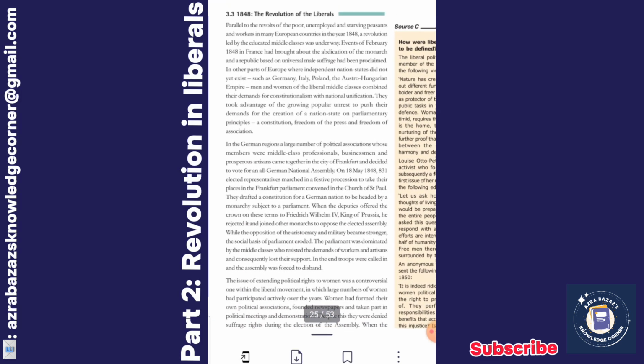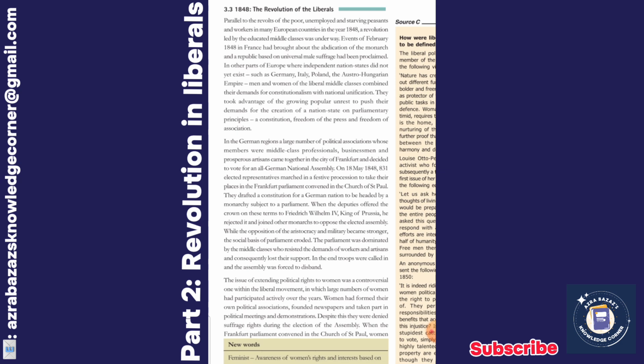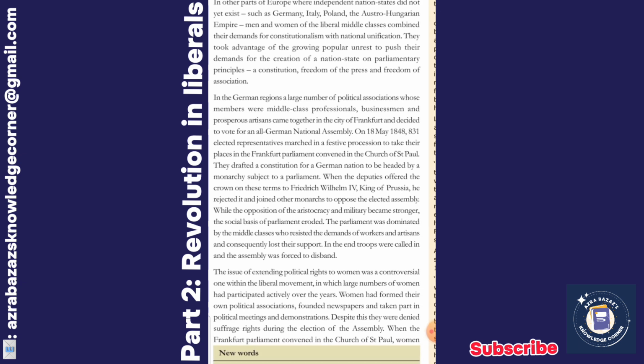As you will see in the Revolution of the Liberals, on 18th May 1848, nearly 831 elected representatives marched in a festive procession to take their places in the Frankfurt Parliament. Who were these elected representatives? They were the middle class professionals, bankers, small time businessmen, all these people who used to pay taxes to the aristocracy. And these were the people who gave a written constitution to the king Friedrich Wilhelm, the king of Prussia.